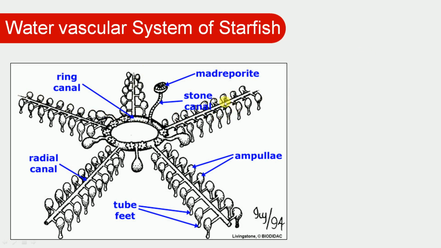This is the radial canal. Then we can also see two pits that act to maintain pressure, the Polian vesicles and the ampulla. As well, we can see some star-shaped structures here. These star-shaped structures are the Tiedemann bodies.